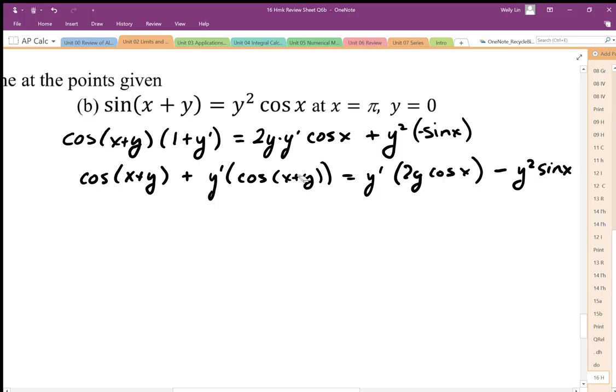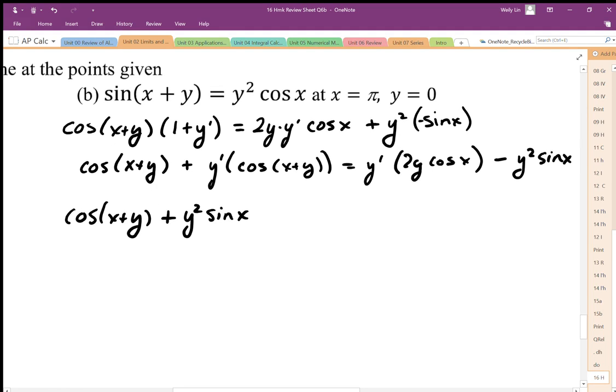Okay, so then I'm going to combine those y primes. So maybe I'll move this y prime to this side. So cosine of x plus y plus y squared sine x. Note that these are not the same. You could possibly use an identity for this, but the identity may not be that useful. So we're just going to leave it like that.